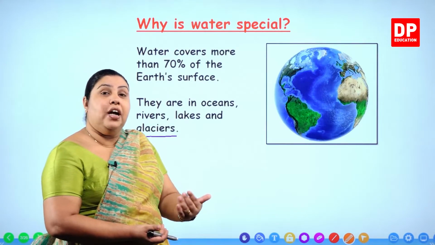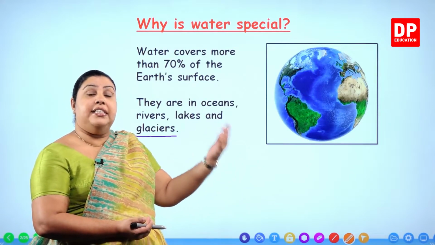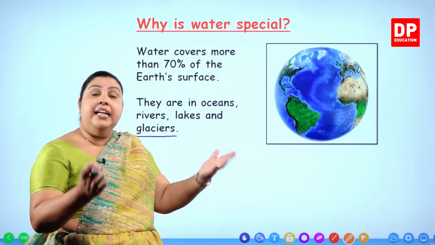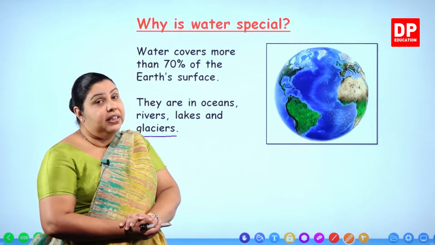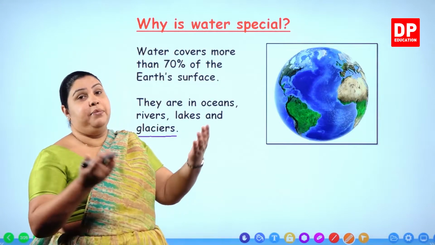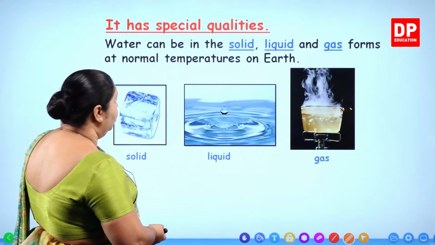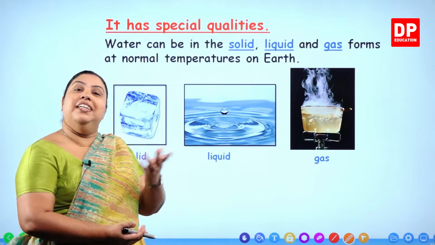So water comes in different forms on earth. We can see it comes on oceans, rivers, lakes, and even in glaciers. So most of the parts of our earth is covered in water, and we say more than 70% is covered in water. So water is the main thing that we see in the world around us.